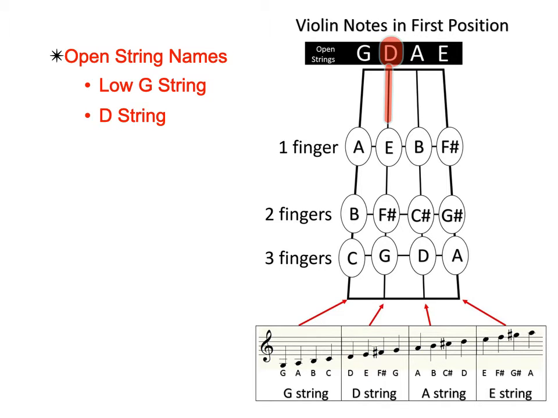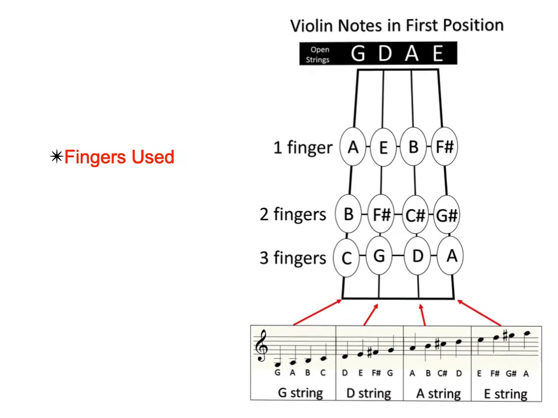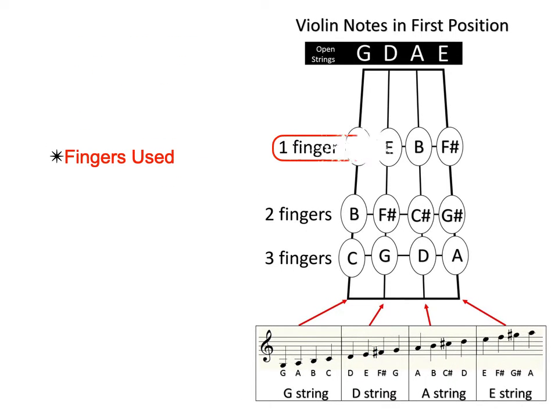That second string is our D string. So as long as we're tuned correctly, if we pluck or bow the second string, we get the note D. The third is the A string, playing an A. And then finally, that fourth and thinnest string is the high E string. Okay, so those are the open string names, and that's the black rectangle at top, giving you that information. Let's move on to fingers used.